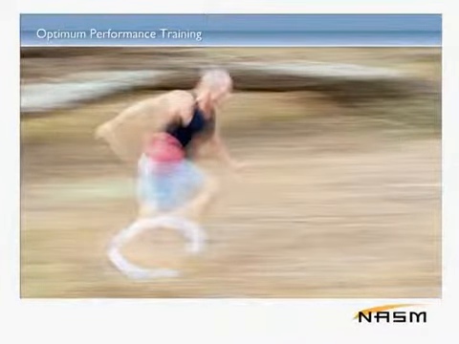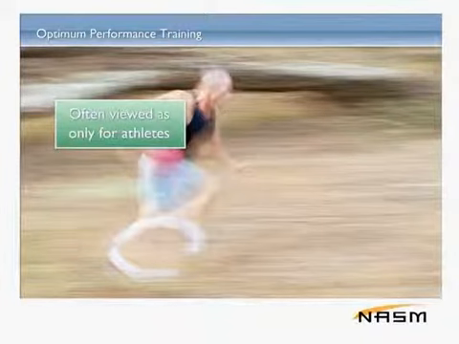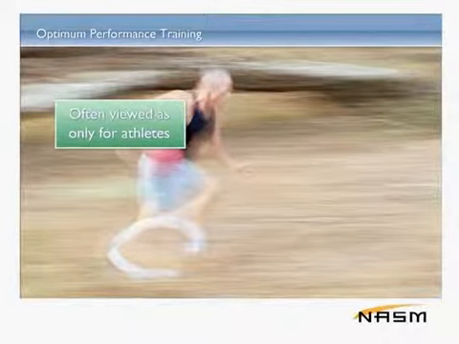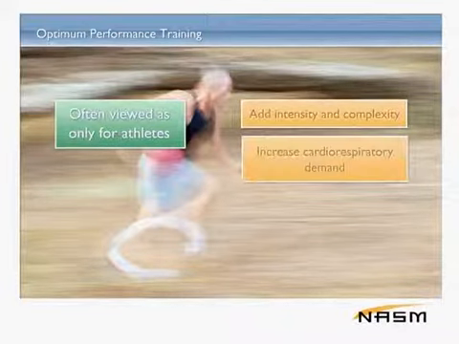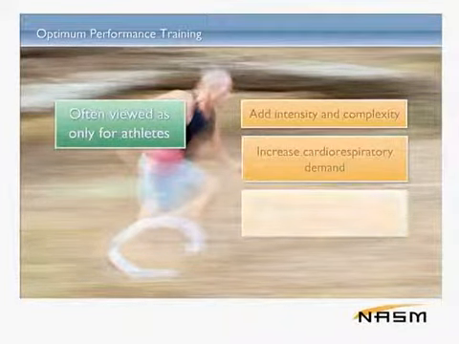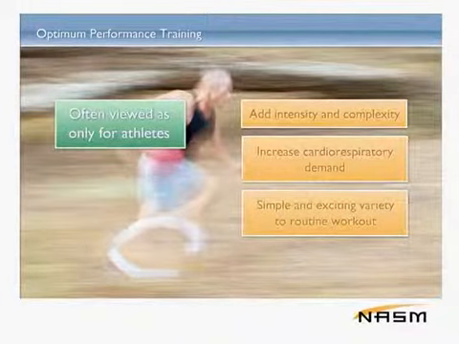Speed, agility, and quickness training is often viewed as being beneficial only for the athlete. However, by using the proper progression as seen in the OPT model, the health and fitness professional can effectively use SAQ training to add intensity and complexity, increase the cardiorespiratory demand, and provide a simple and exciting variety to a routine workout.